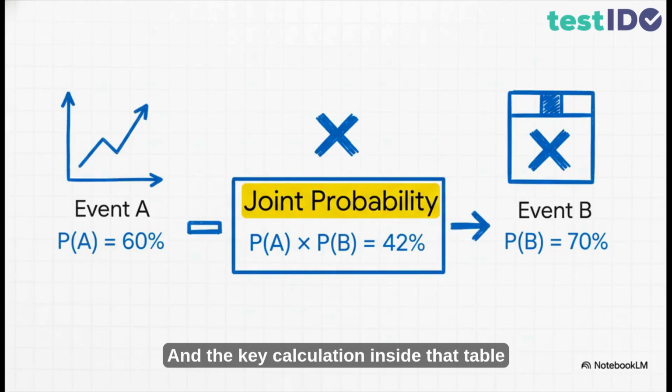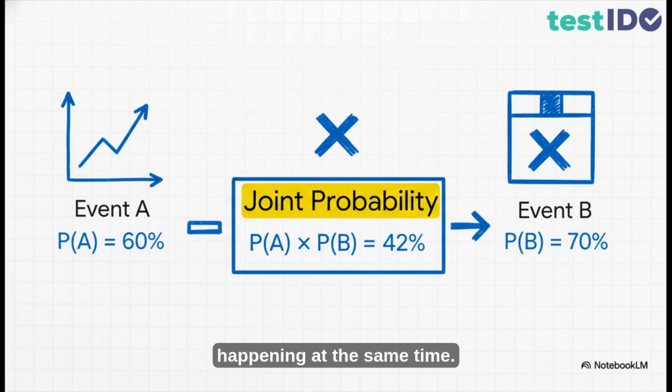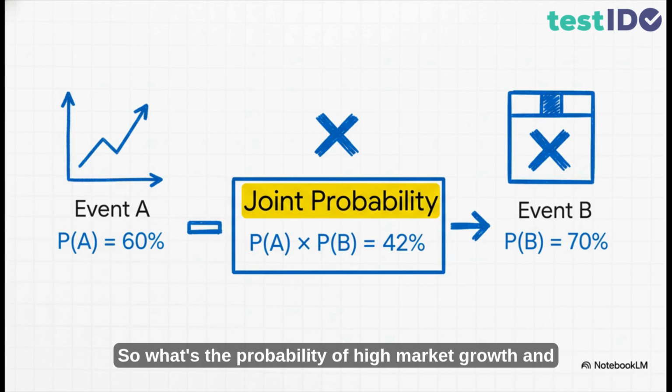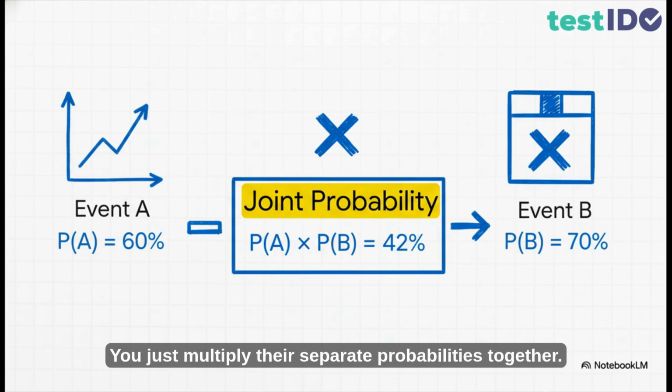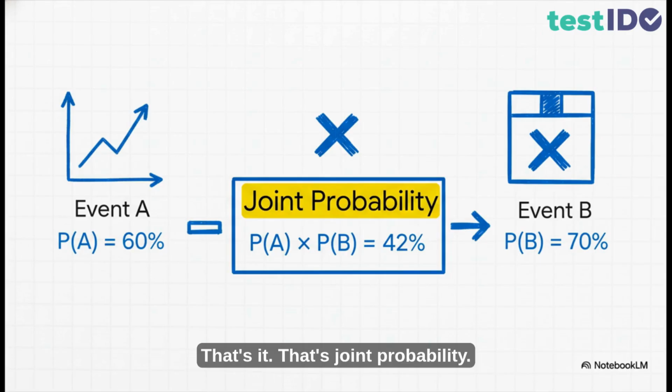And the key calculation inside that table is finding something called the joint probability. Again, fancy name, simple idea. It's just the chance of two things both happening at the same time. So what's the probability of high market growth and your competitor launching a new product? You just multiply their separate probabilities together. That's it. That's joint probability.